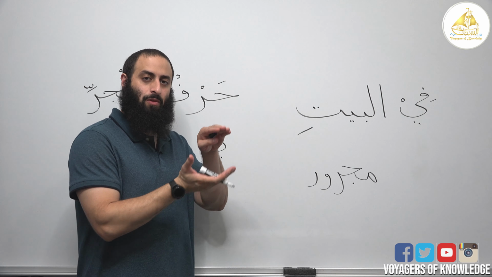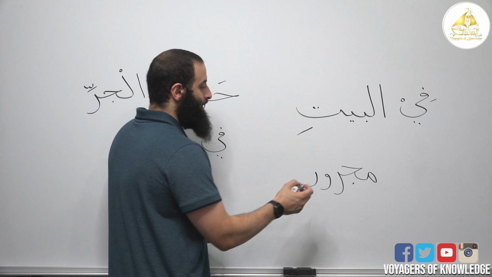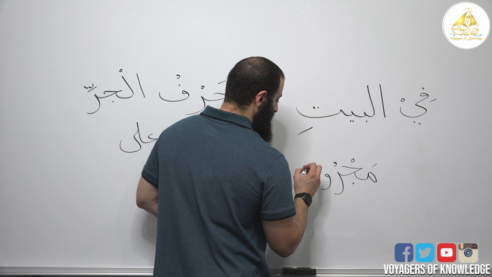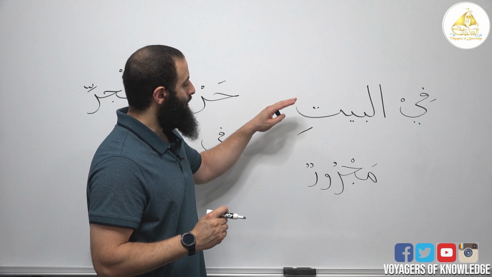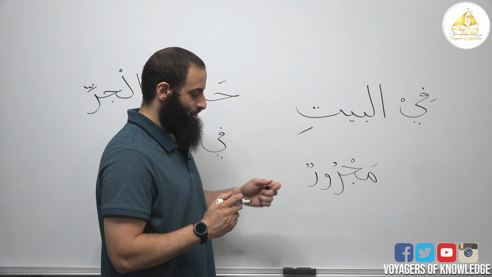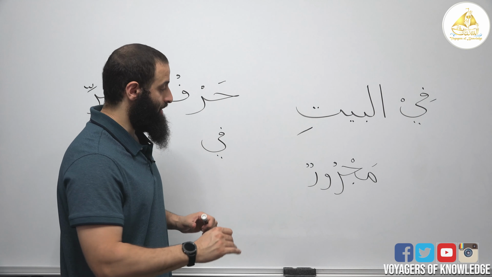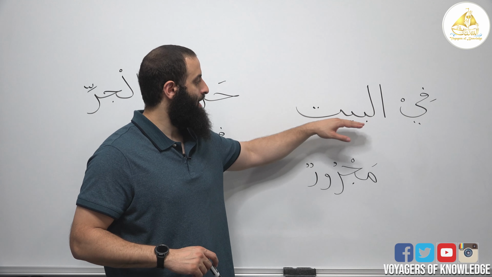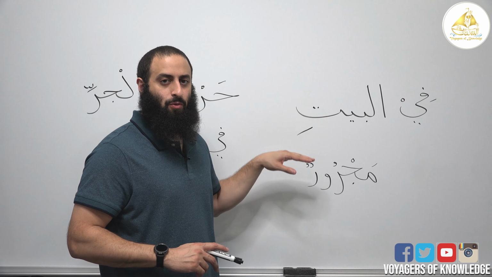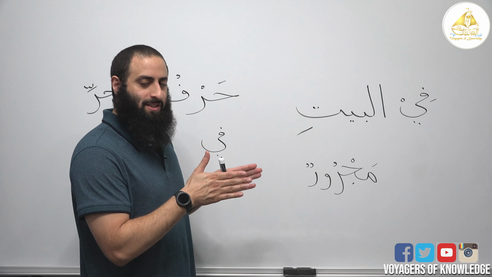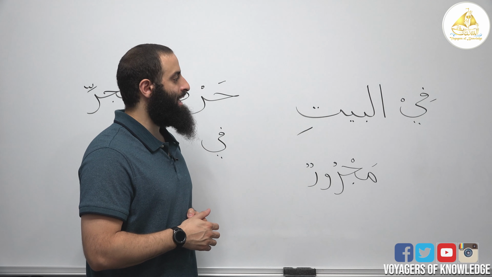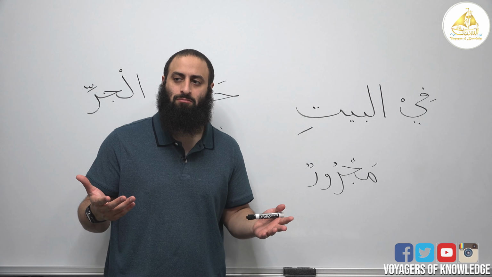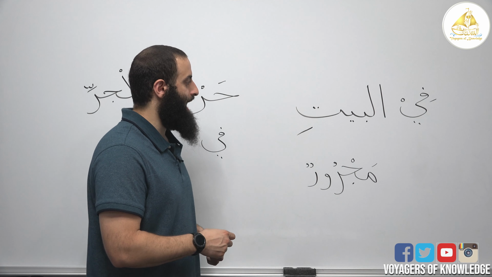So switching it from dhamma to kasra means you're switching it from the marfoo' state to the majroor state. And that's as much grammar as we're going to take on this. Learn the meaning. In the house. When you stop at the end of a sentence, you'll say fil bayt. Fil bayt. Where are you? Fil bayt. In the house.